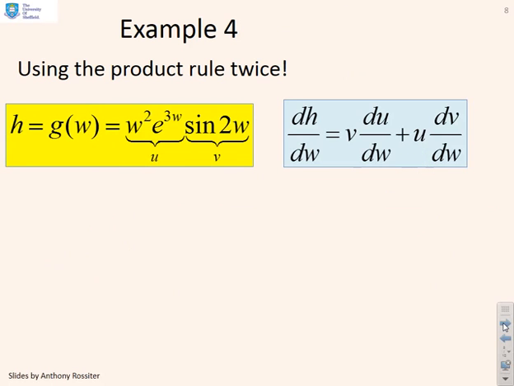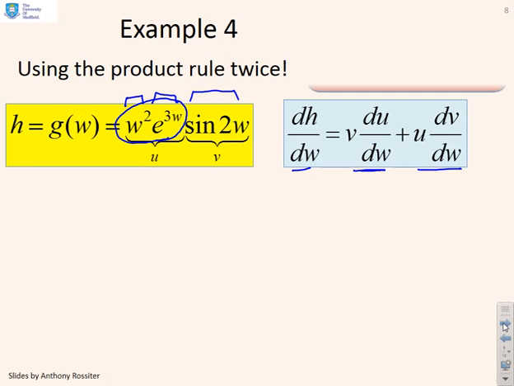Example 4. Here we're going to need to use the product rule twice, because what you'll notice is I've got 1 function, 2 functions, 3 functions. So what I'm going to start by doing is joining these 2 functions together and calling them u. And then the other function I'm calling v. So my starting formula is dh dw equals v du dw plus u dv dw.